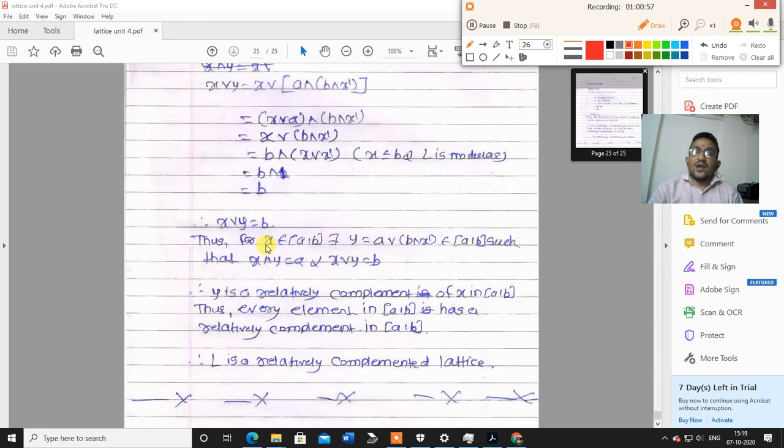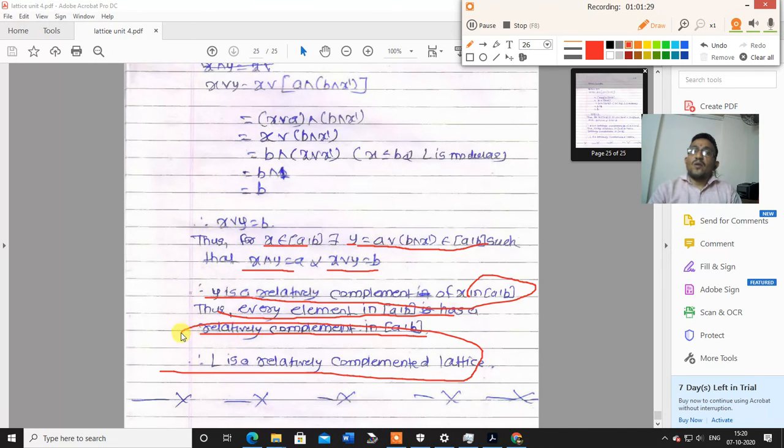So for element X in the closed interval AB, there exists Y, where Y is equal to A join B meet X dash, which is again an element of the closed interval AB, such that X meet Y is equal to A and X join Y is equal to B. Therefore Y is a relative complement of X in the closed interval AB. So every element in a closed interval AB has a relative complement in AB. Therefore L is a relatively complemented lattice, and every complemented modular lattice is a relatively complemented lattice.